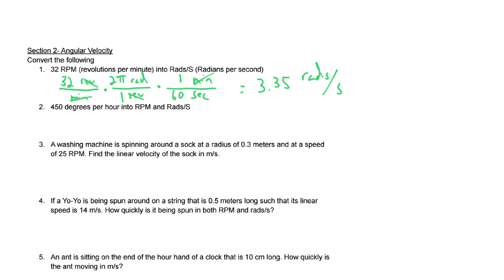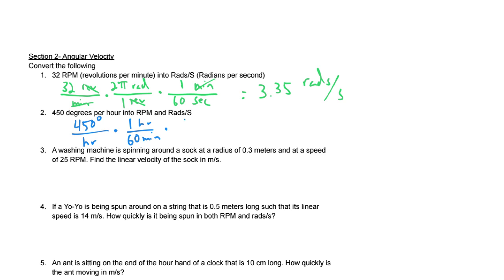All right, let's set up this next one. 450 degrees per hour, so 450 degrees per hour into RPM. So for that one, I would want to do 1 hour is 60 minutes. And multiply that by the fact that in 1 revolution, we have 360 degrees. Now degrees will cancel out, hours cancel out, and the units I'm left with are revolutions per minute or RPM. And rads per second is going to be a slightly different setup, but I'll let you try that one on your own.